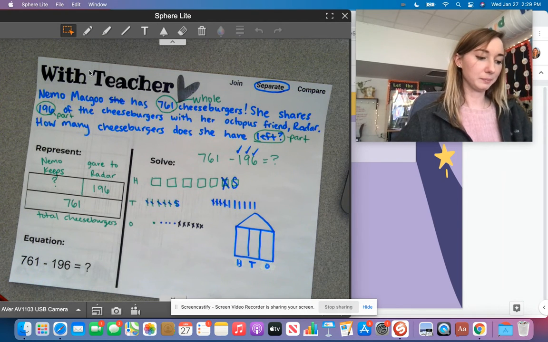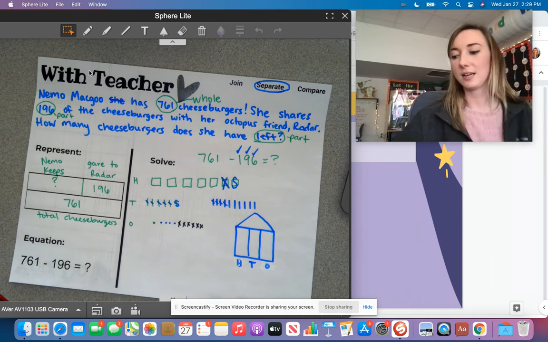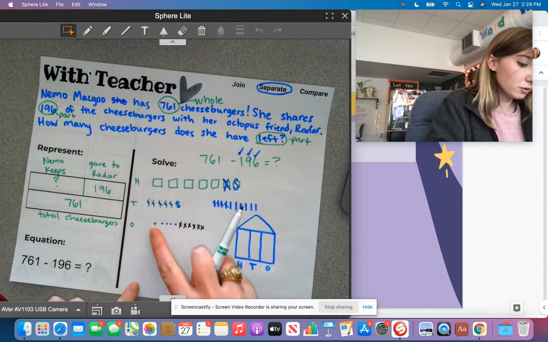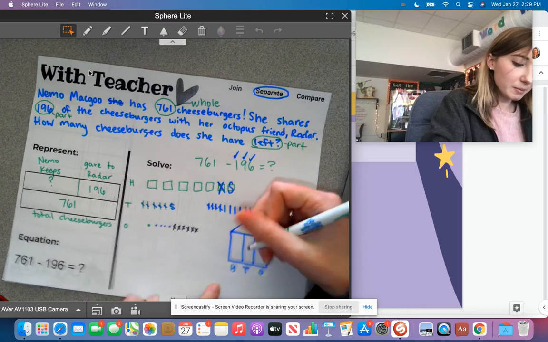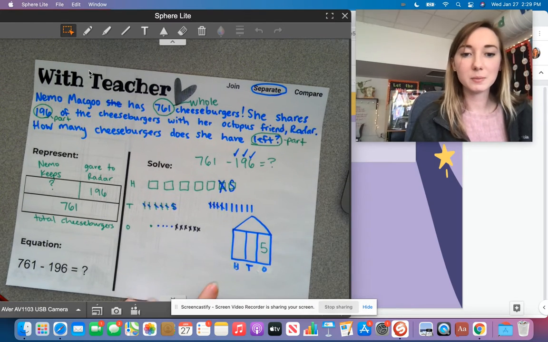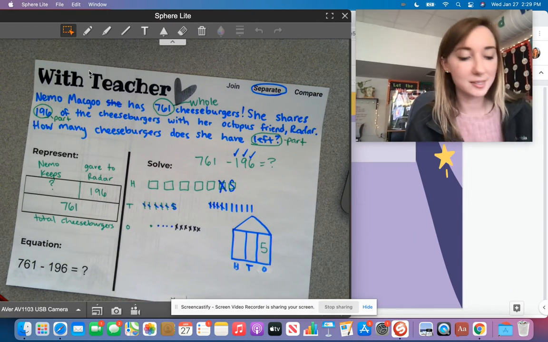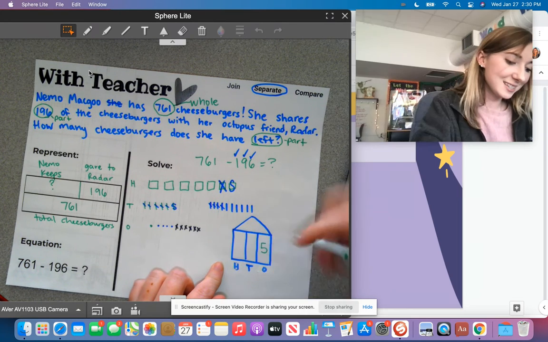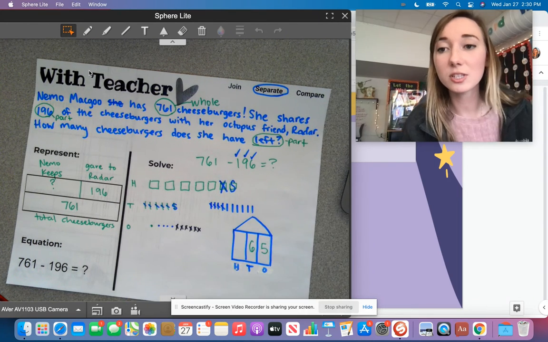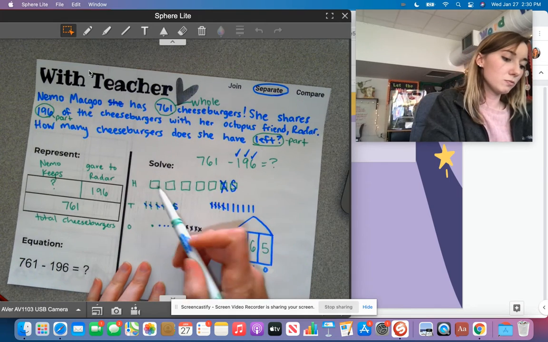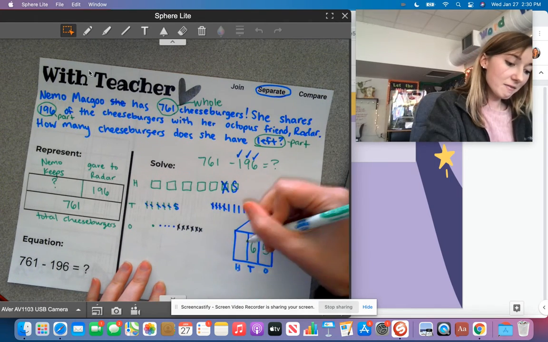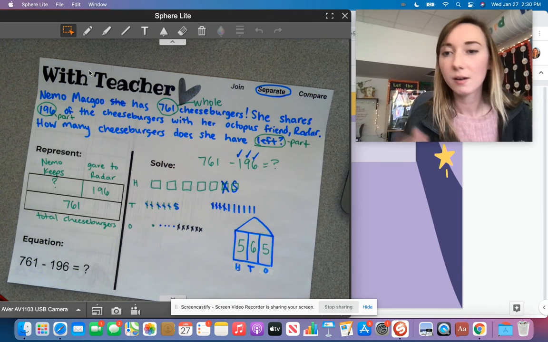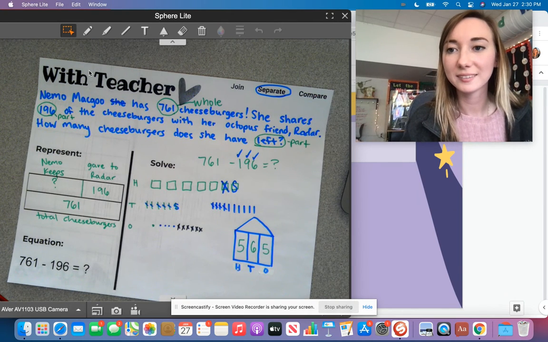So let's keep going. How many ones do y'all see down there? There are 1, 2, 3, 4, 5 ones. So I'm going to put 5 in my ones place. How many tens do you guys see? We see 1, 2, 3, 4, 5, 6. 6 tens. And how many hundreds do you guys see? We see 1, 2, 3, 4, 5. 500. So we have 565. What? 565 what?